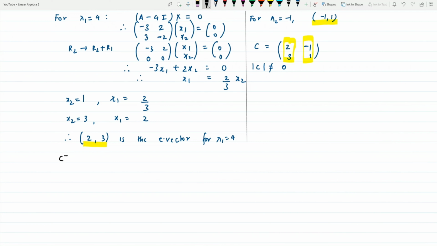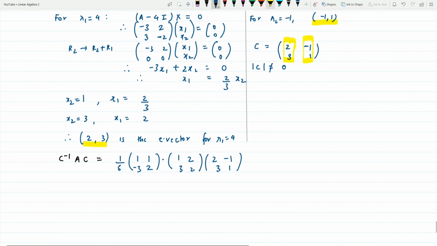Now for the last part, let us calculate the product C inverse A C, and this should result in a diagonal matrix. C inverse is given by 1 over the determinant of C, which is 1 over 5. We will be reversing the diagonal entries in C. So we have 1, 2 on the diagonal, and the non-diagonal entries need to be negative. So we'll have 1 and -3 here, times A. A was the matrix 1, 2, 3, 2. And again we take the product with C. As earlier, let us first multiply these two matrices.